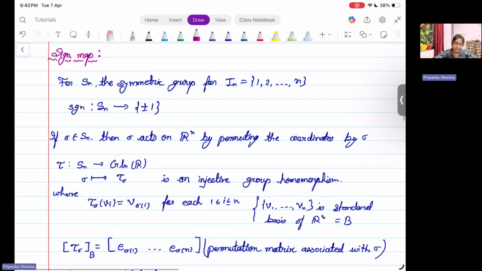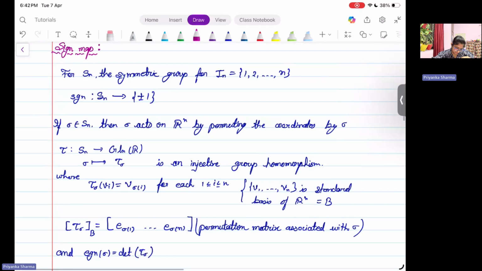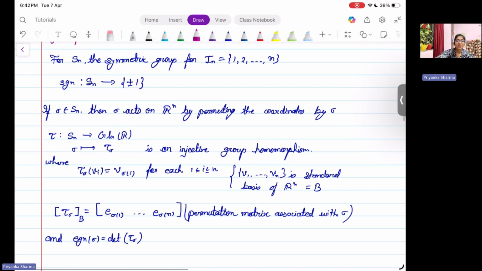Now, what is the sign map, which is used to define the alternating group? We have already discussed the notion of sign map in a previous session, but I would like to recall it. If S_n is a symmetric group, then a sign map is a map from S_n to {+1, -1}, that is a group isomorphic to Z_2, you can say.